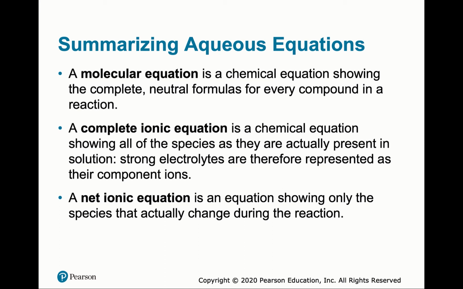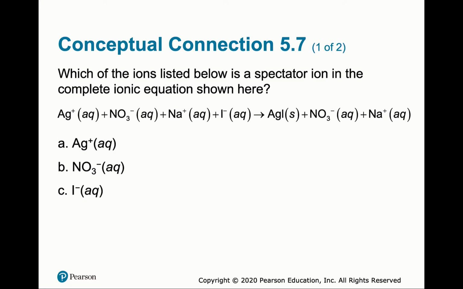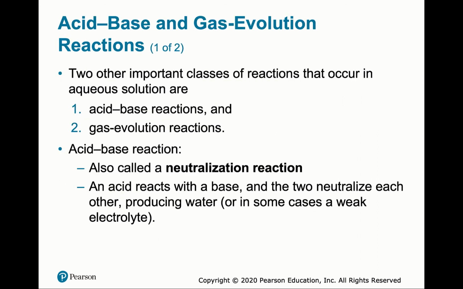So let's summarize these. The molecular equation tells me, in a way, how it's formed. So it says the forms of the reactants. A complete ionic equation shows everything dissolved. The net ionic equation is just what's happened. It's just the quick and over, done with. So listed below, look at this equation here, which is the spectator ion. So looking at this on both sides of the equation, we have two spectator ions. So we have nitrate and sodium on both sides of the equation. So, of the choices, B, it's the nitrate.